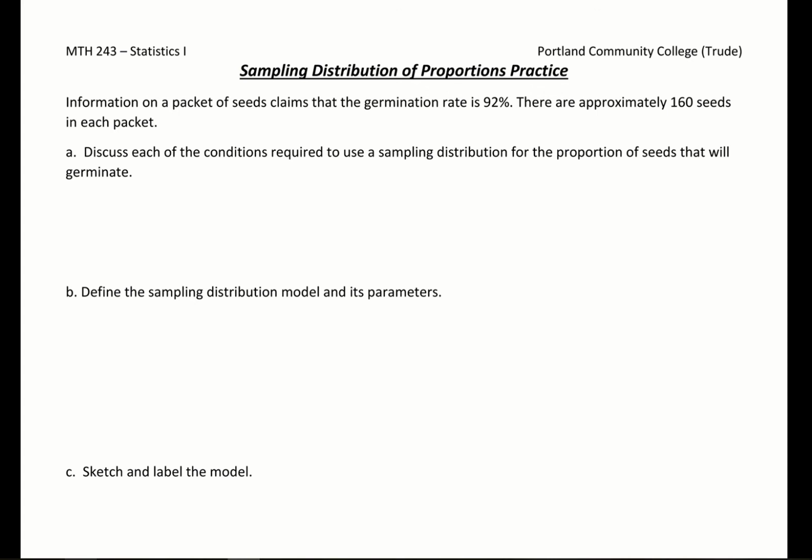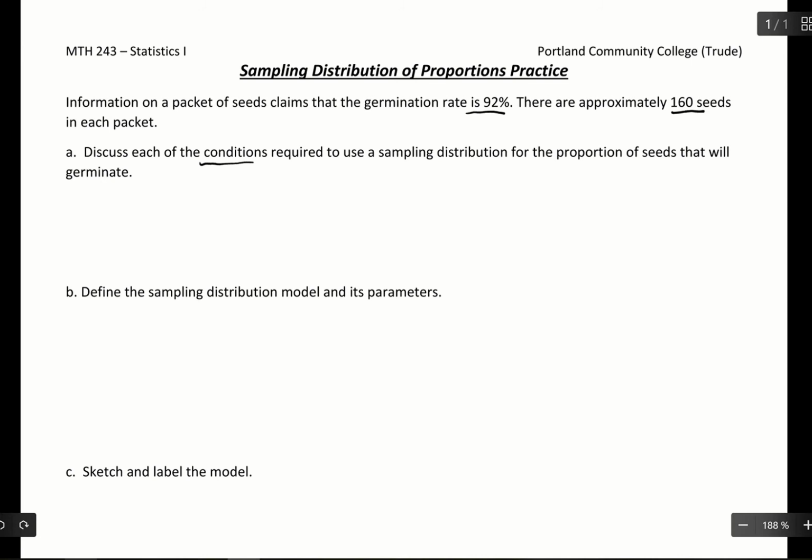Let's look through some more practice with these sampling distributions of proportions. So here we have a packet of seeds with a germination rate of 92%, and we're saying there's about 160 seeds in each packet. So first, if we're going to try to find probabilities of certain germination rates coming through, we need to know if we can pass the conditions.